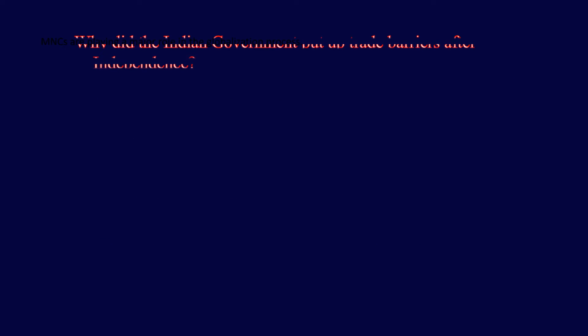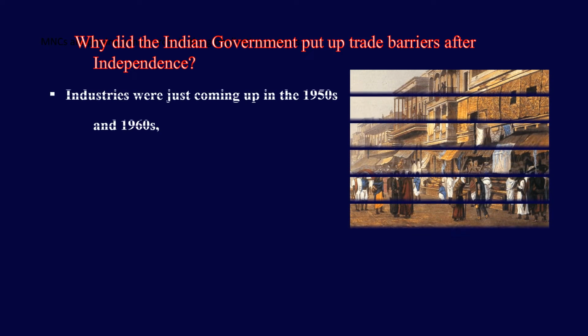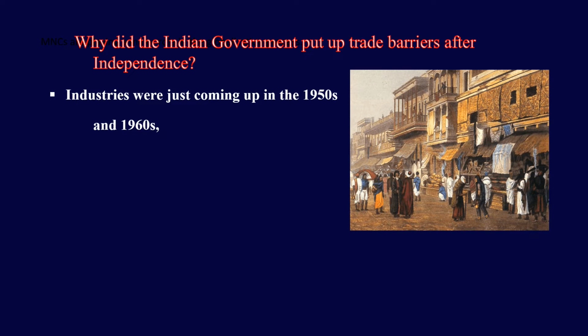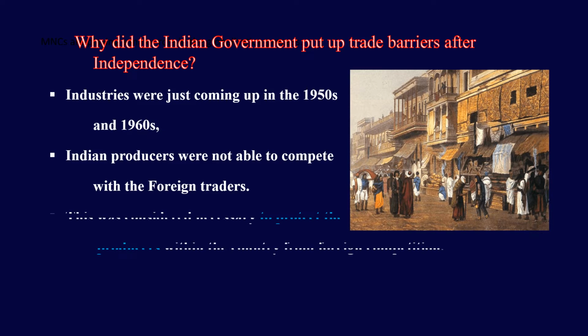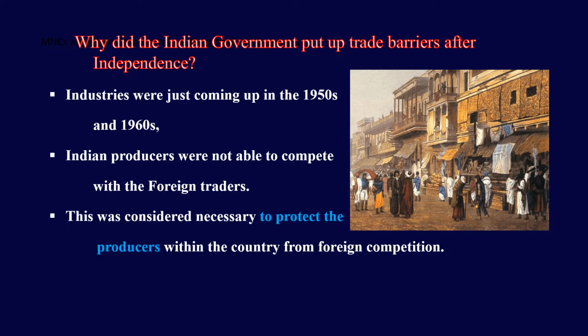Now the question is, why did the Indian government put up trade barriers after independence? After independence, as we know, the industries were just coming up. They were not established properly. And the Indian producers were not able to compete with the producers of other countries because the products of developed countries were better in quality than our products. Therefore, to protect the producers from foreign competition, the Indian government put up barriers to foreign trade and foreign investment.